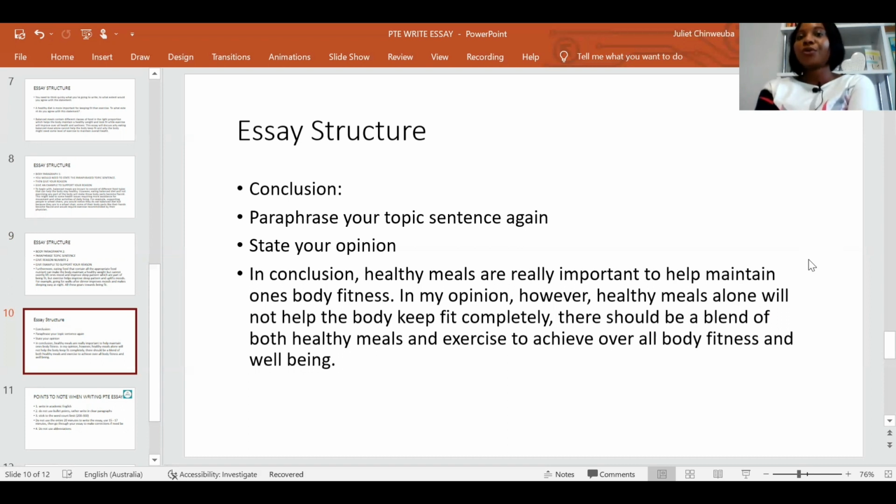In my opinion, however, see, I'm stating my opinion again. I can see me writing it clearly there. "In my opinion, however, healthy meals alone will not help the body keep fit completely. There should be a blend of both healthy meals and exercise to achieve overall body fitness and well-being."